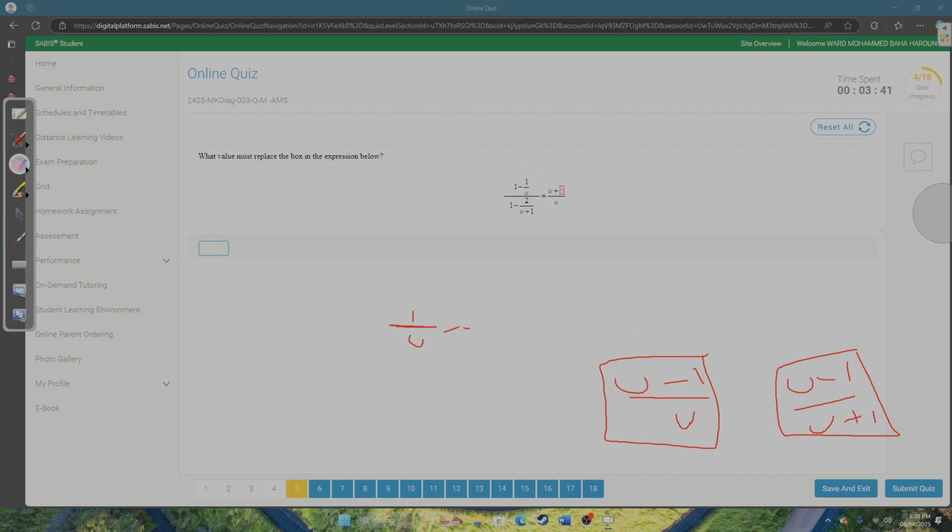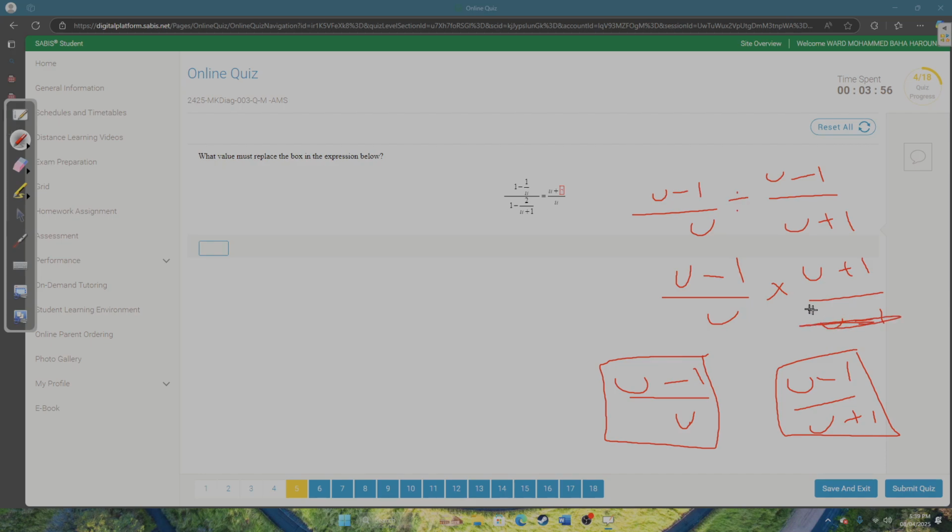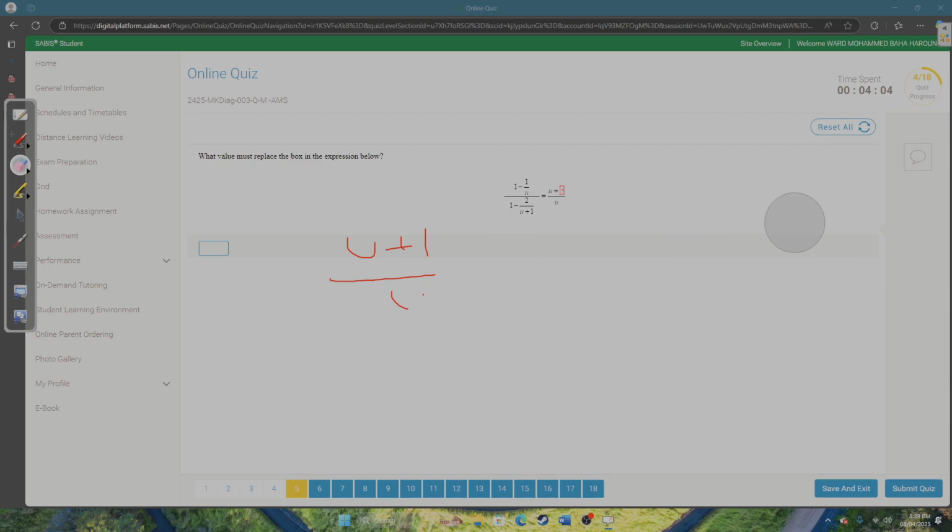Now we're gonna subtract them because that's what they asked us to do. This big line is division. So u minus 1 over u divided by u minus 1 over u plus 1. KCF, keep change flip, times u plus 1 over u minus 1. You can cancel these two because they're the same. u plus 1 over u. That's the answer. And they said u plus blank over u, it's 1. You can tell from your answer.